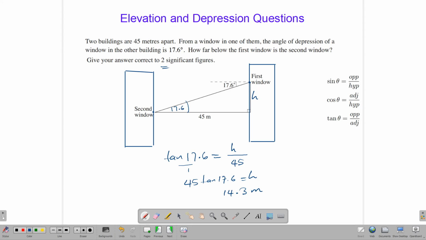Now writing this to two significant figures. Remember, you start counting significant figures at the front of the number. So we start here, 1, 2, and then decide what to do with the next number. If it was 5 or more, we add 1 to that. Since it's not 5, we just ignore it and write our answer as 14 meters. And so that would be the height difference between the first window and second window.